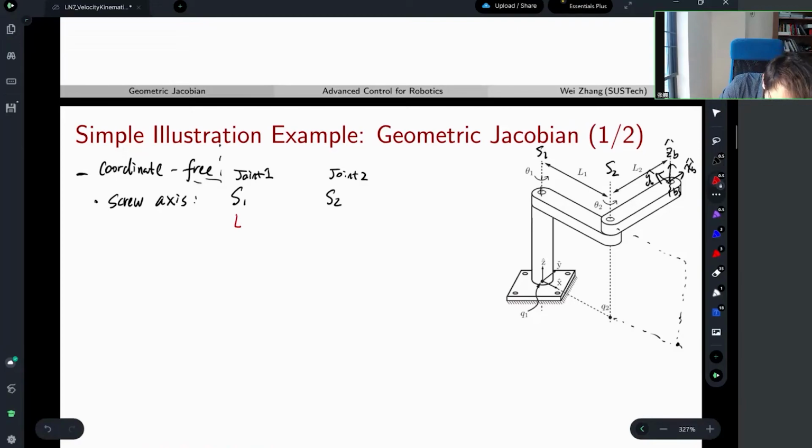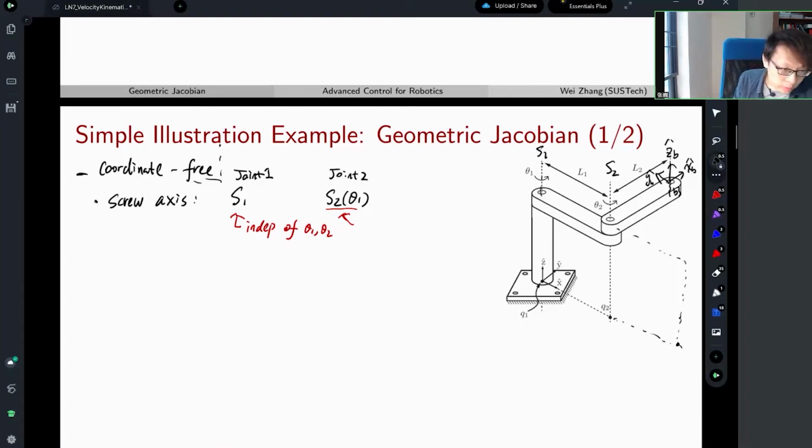I will argue that S1 is independent of the joint variables theta 1 and theta 2. I hope everyone can see that this axis doesn't move no matter what the joint variables are, right? But this one is a function of what? S2 depends on what? Only theta 1? Yes. It depends on theta 1, but does not depend on theta 2. That's the physical quantity. I don't need a coordinate system to say that. That's physics. So now I'm going to ask you, what's the velocity or twist, let's call it the spatial velocity?